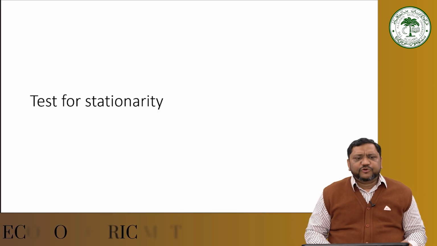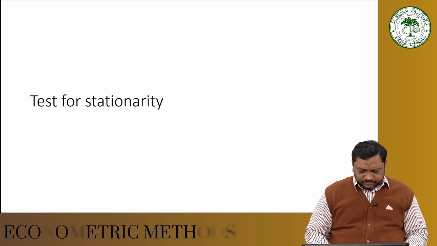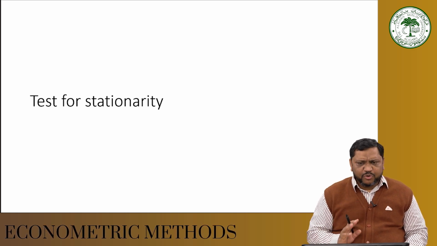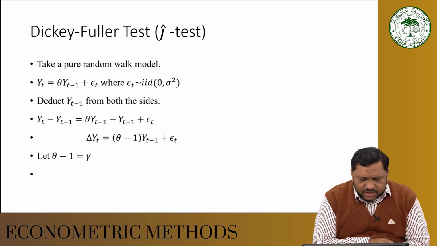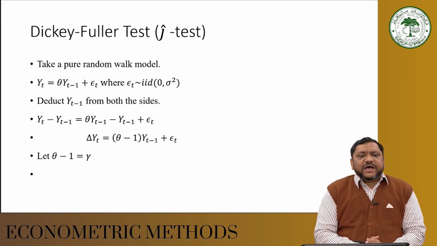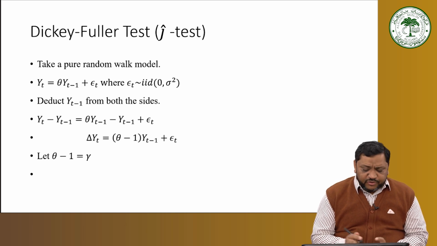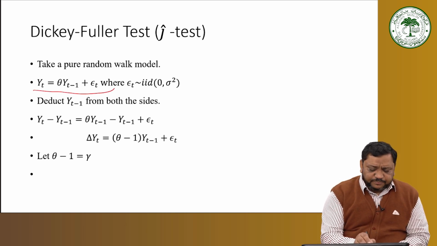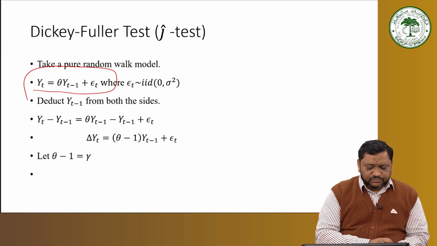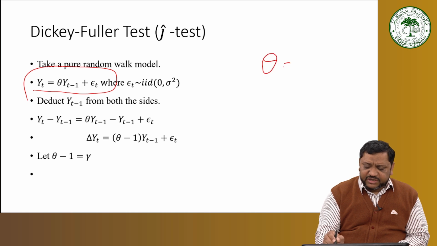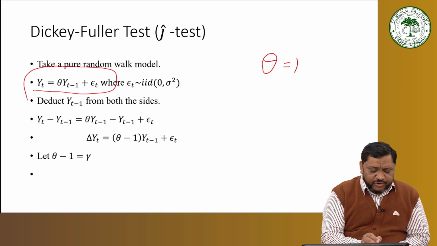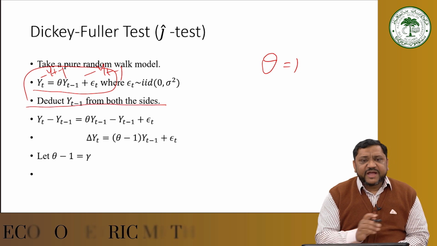Now we move to the test for stationarity. Nowadays there are many tests, but we will stick to the most basic one, that is the Dickey-Fuller test. The Dickey-Fuller test is also called the Tau test. Now you take a pure random walk model. Is it a pure random walk model? It will be a pure random walk model only if theta is equal to 1. We take this model, and then what we do, we deduct yt minus 1 from here also, and yt minus 1 from this side also. From both sides we deduct.